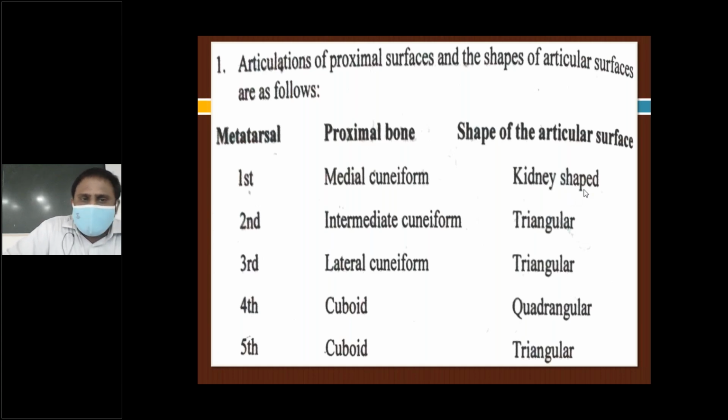This is the identification of the five metatarsals. The first, with the medial cuneiform, is arcuate with a kidney shape. The second, with the intermediate cuneiform, is triangular. The third, with the lateral cuneiform, is triangular. The fourth is quadrangular. And the fifth, with the cuboid, is triangular. So: kidney shape, triangular, triangular, quadrangular, and triangular.